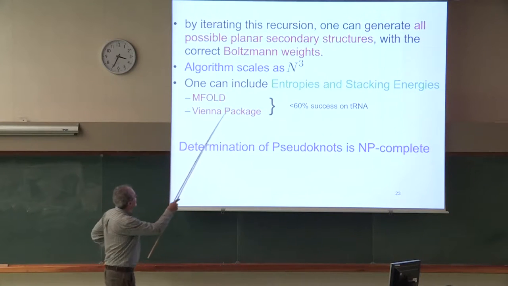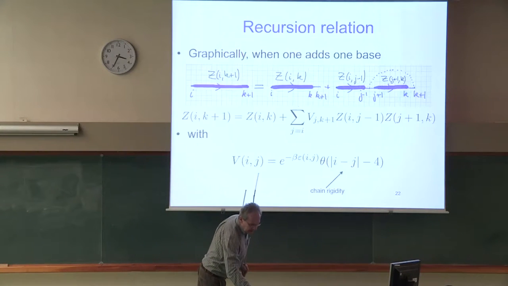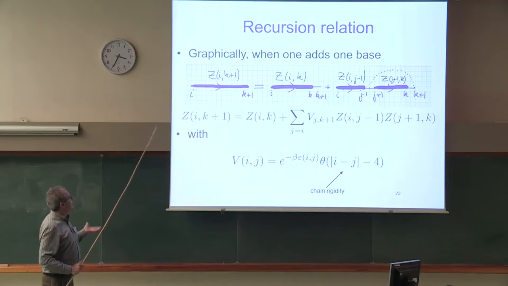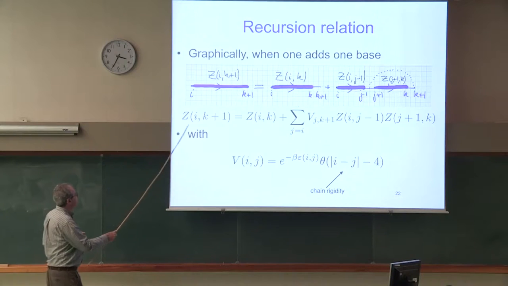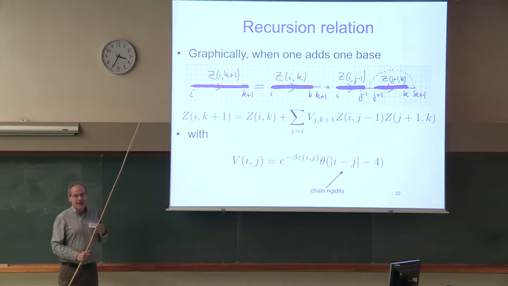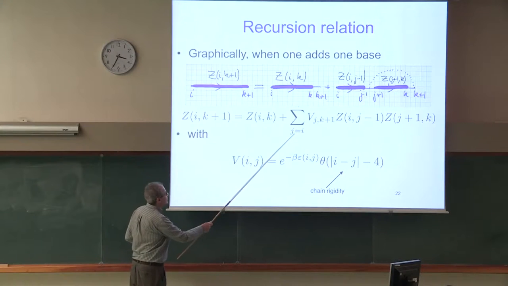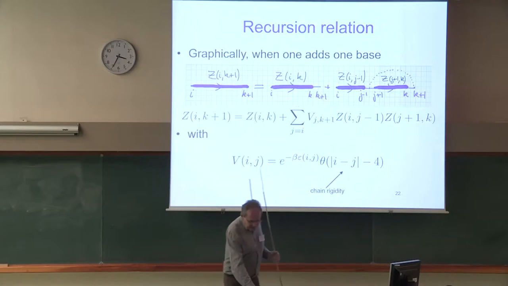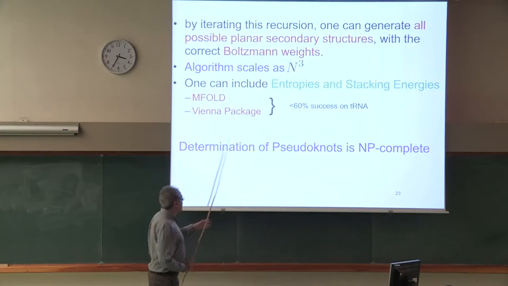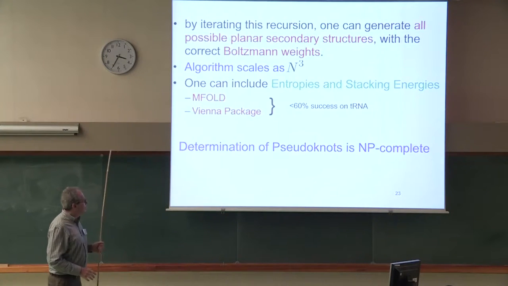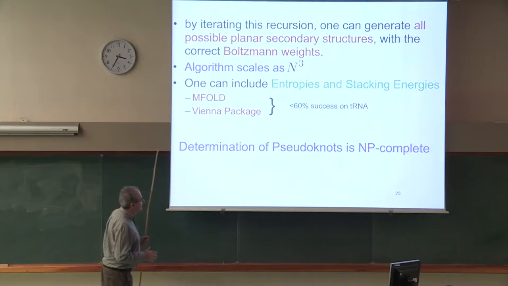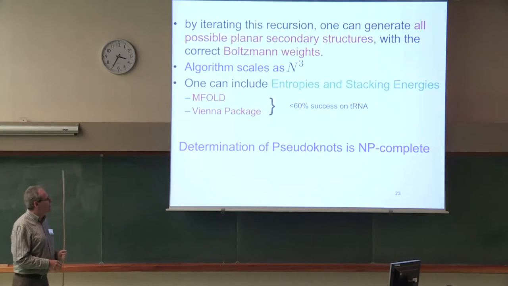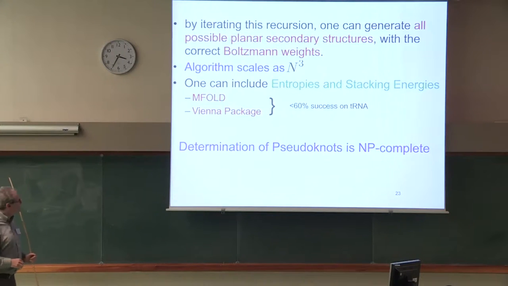The algorithm scales as n cubed, because you need to know Zij. If n is the size of your sequence, there are n squared Zij, and you have a summation here, and therefore it's of order n cubed. The rate of success is about 60% on transfer RNA, so 55 to 60%. Of course, this is only for planar graphs, planar diagrams.